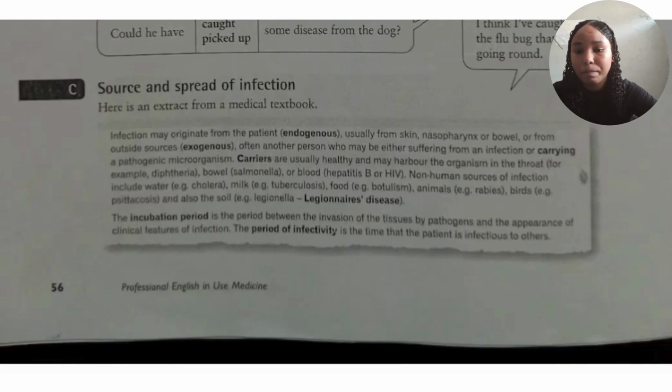Legionnaires' disease. The incubation period is the period between the invasion of the tissues by pathogens and the appearance of clinical features of infection. The period of infectivity is the time that the patient is infectious to others.